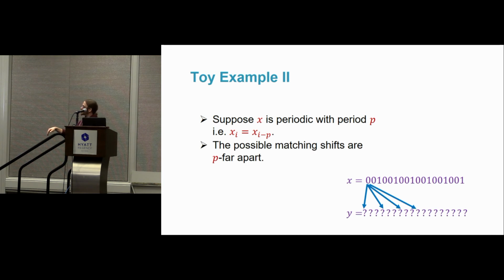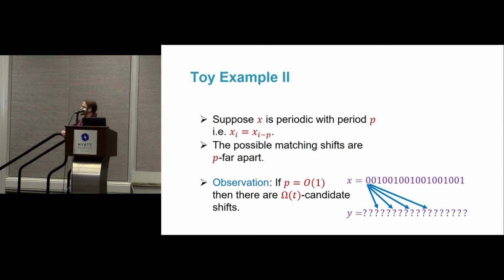Then I'm claiming that the possible matching shifts are p apart. What do I mean by that? I claim that if x and y are close, then y is also close to being periodic. And if y is close to being periodic, then the first bit of x either matches the first bit of y, or the 4th, or the 7th, and so on, or it matches the 2nd, the 5th, the 8th, and so on. So the possible matching shifts must be p apart.